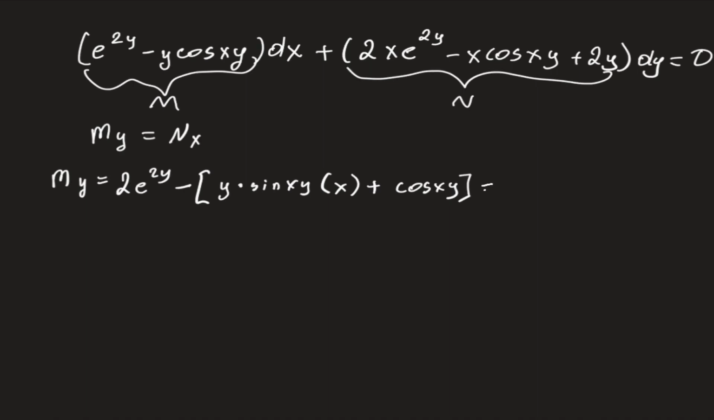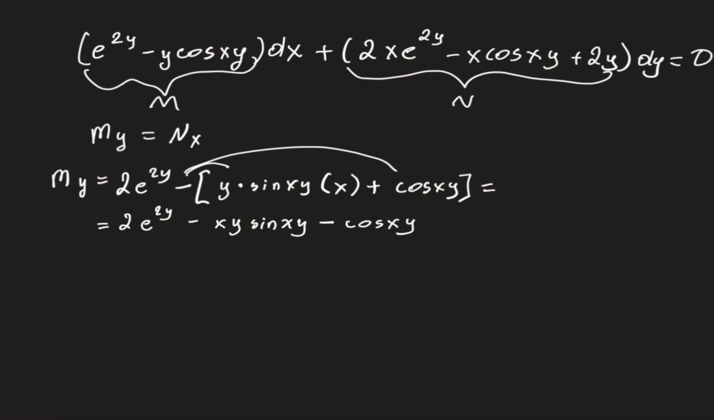So to simplify this, we have to remember to distribute this negative through. So we have 2e to the 2y minus xy sine of xy minus cosine of xy. Now we're going to do the same thing to n.